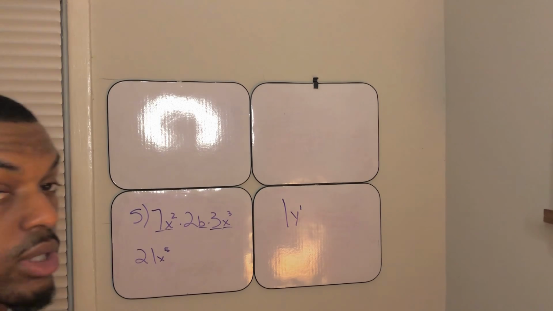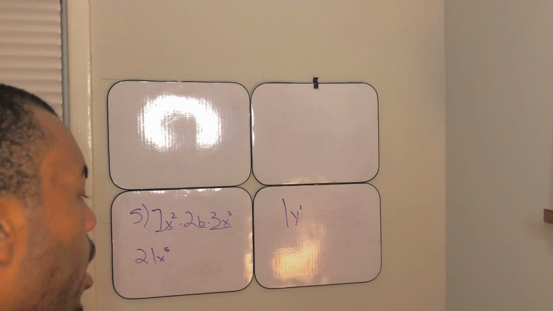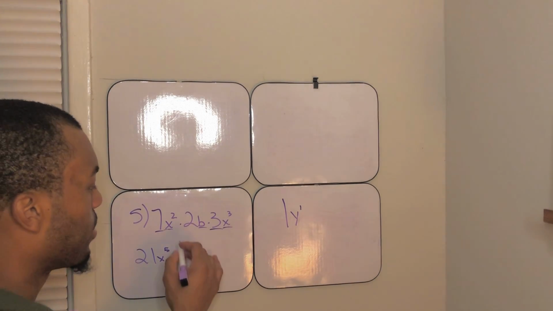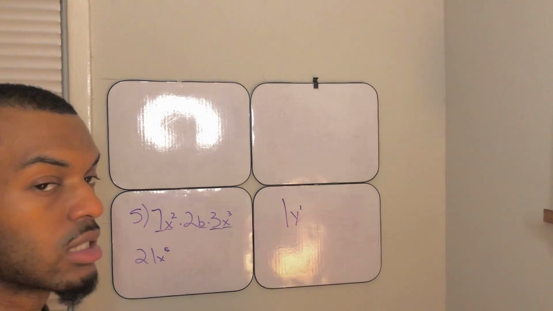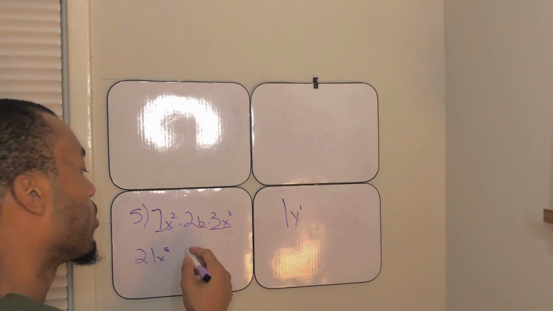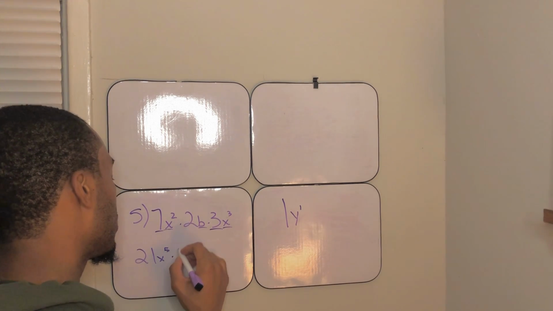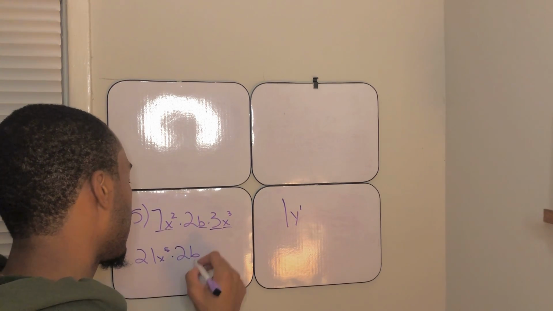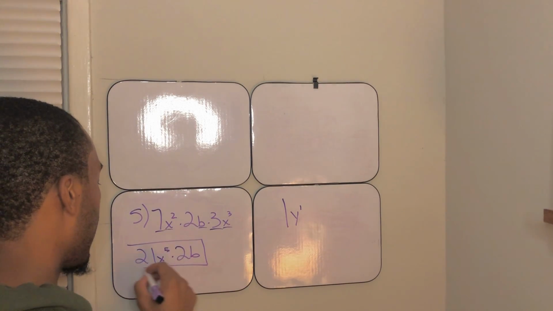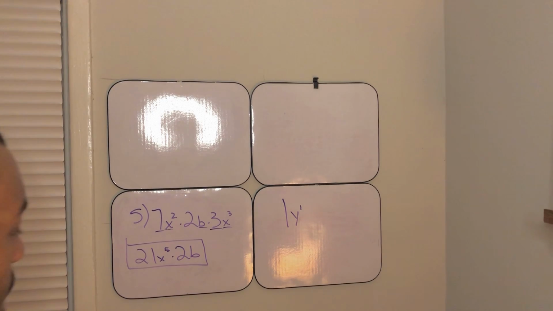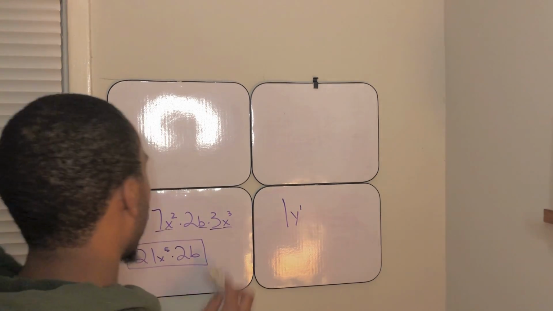We're through with the x's in this problem, and there's no other letter B's in this problem. We're just going to keep this 2B as it is, because we can't really combine it with anything. And this is going to be the answer right here. 21x to the 5th times 2B.